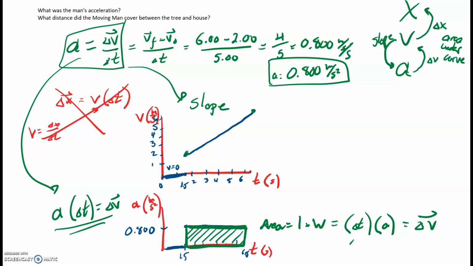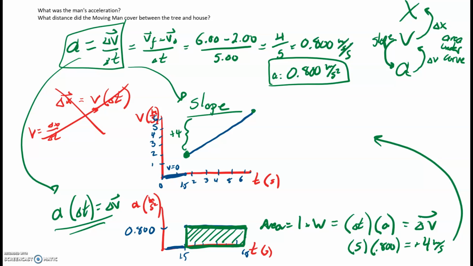And when I take that 5 seconds times 0.800, I get a change in velocity of plus 4 meters per second. And I can take this up here now. If I know I started at 2, because they told me in the problem, my change in velocity will be plus 4, and I wind up with 6 meters per second after those 5 seconds that I used in the equation.